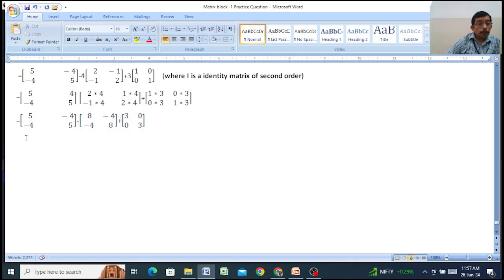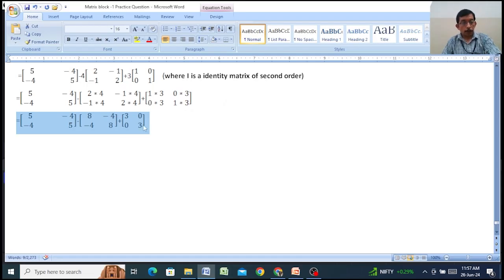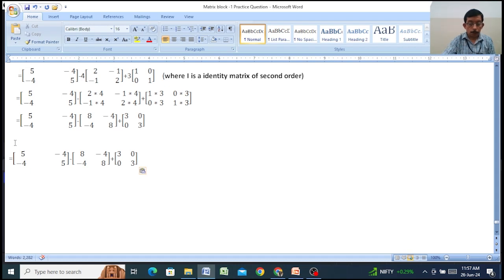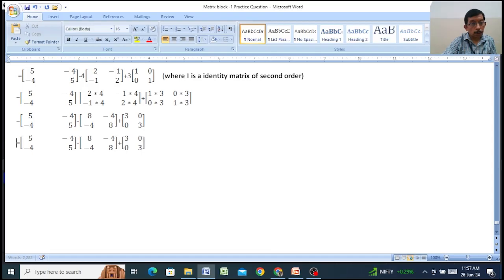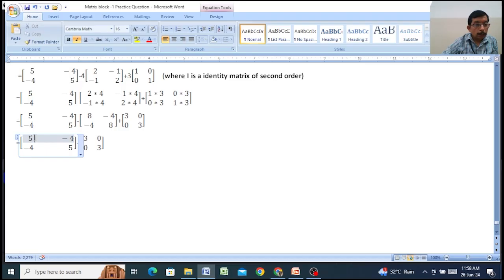Now simplify each element. First we subtract the first two matrices. After that we come to the last step, a 2 by 2 matrix with a 2 by 2 matrix. First we solve the first two matrices by the subtraction method. 5 minus 8.